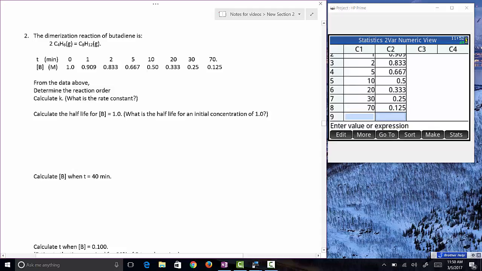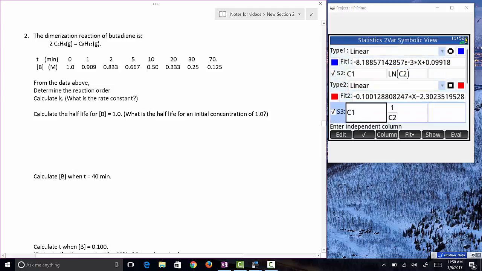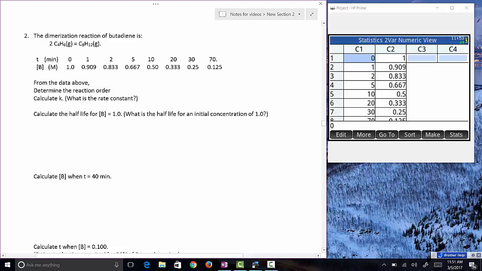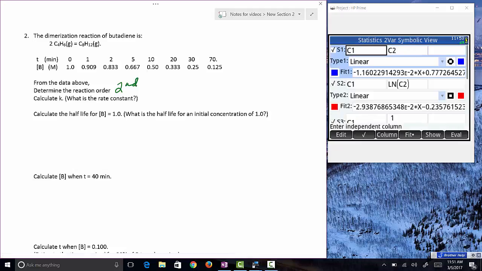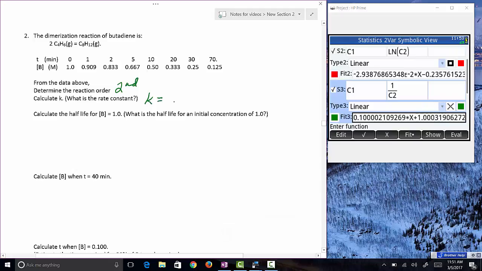Okay, and now, again, a reminder: C1, C2 is my S1 plot. C1 natural log of C2 is my S2 plot. C1 1 over C2 is my S3 plot. And we're going to hit plot. And then I'm going to go back to the number view and hit stats. Go down, look at my R squared values. And this one is second order. So second order. Go back to my symbolic view and down to S3 to get my equations. That tells me my rate constant is 0.10002.